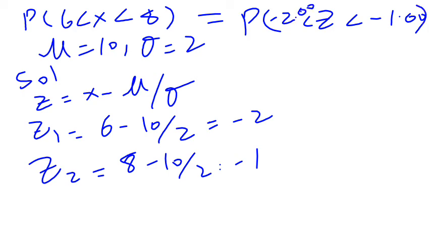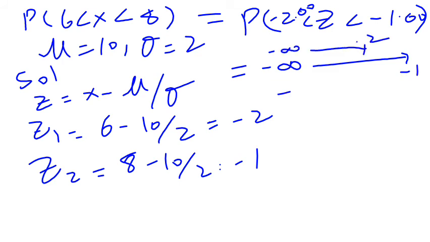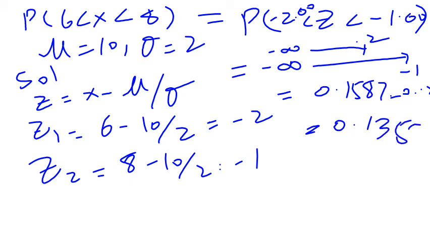In this way we see the values in the table from minus infinity to minus 1 and from minus infinity to minus 2, which were 0.1587 minus 0.0228, which was 0.1359. So that is the whole process.